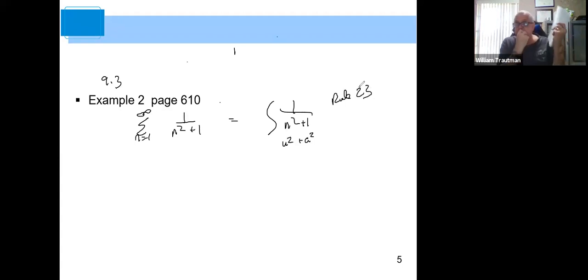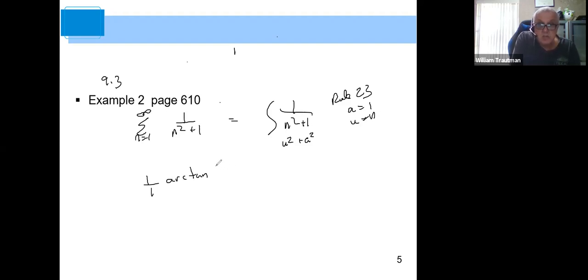Don't forget on the test, if you're going to use one of the formulas on the 100 integration sheet, make sure you write down the rules so I know what you're doing. So this becomes A equals 1 and U equals N. This becomes 1 over A arctangent of N over 1 plus C. So this becomes arctangent of N. And we're going to integrate this from 1 to infinity.